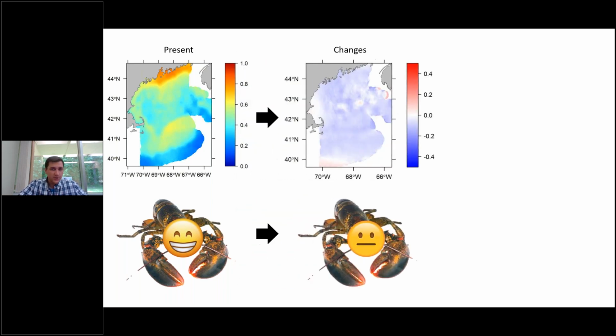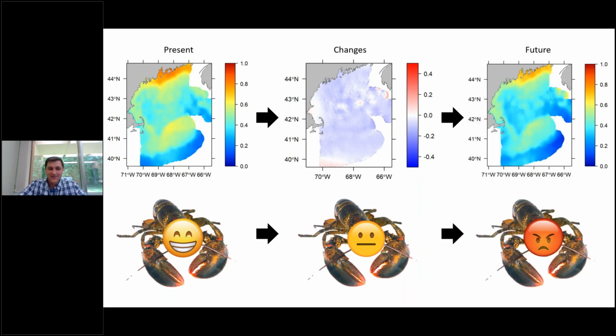Now we apply the changes. So this map represents changes to lobster suitable habitat in this region. Blue represents a decrease in the next 80 years, and red represents an increase. And you can see that almost everywhere suitability is going to decrease. So what does future lobster habitat look like?